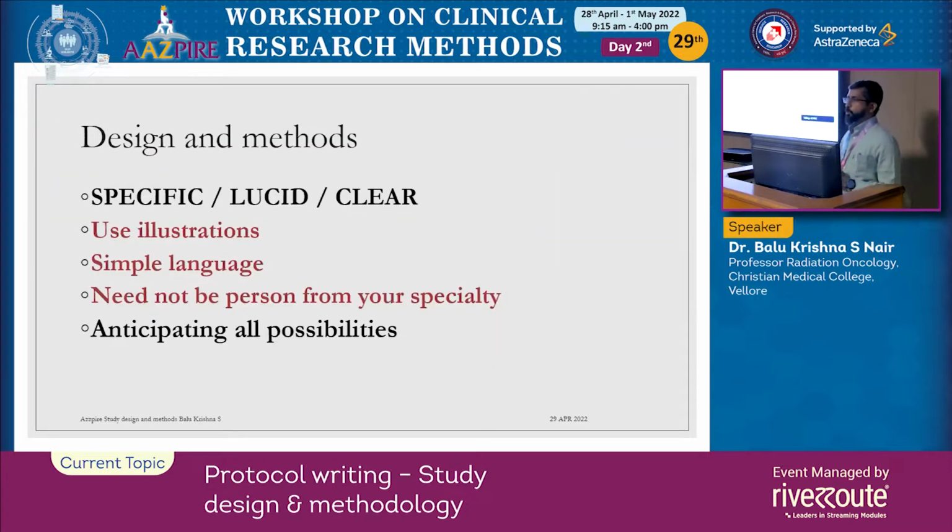Some of the common points when you write methodology is that it has to be very lucid and clear. I've told some of you that as part of the ERB in CMC, we review protocols from all specialties. There have been instances when people from other specialties have complained, see, you don't understand my logic because you don't work in that specialty. You are a radiation oncologist. How do you understand cardiology? But that is not the point.